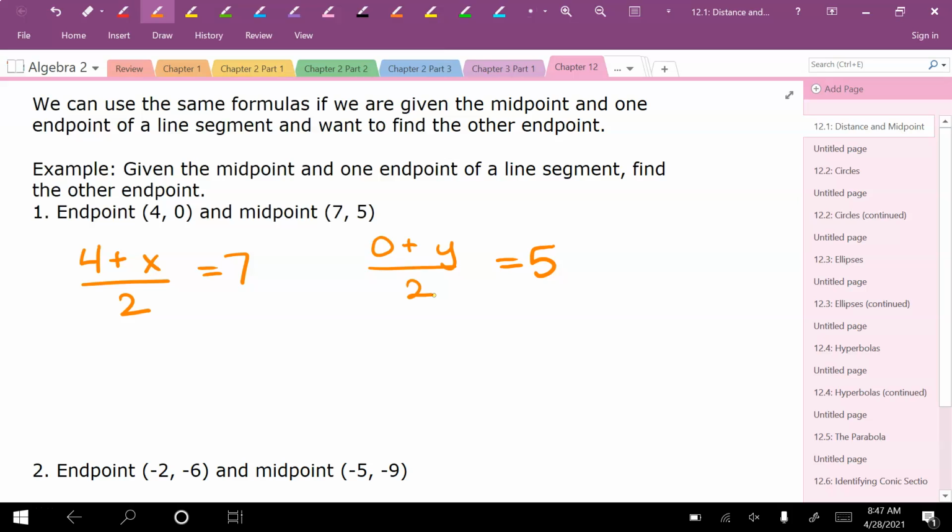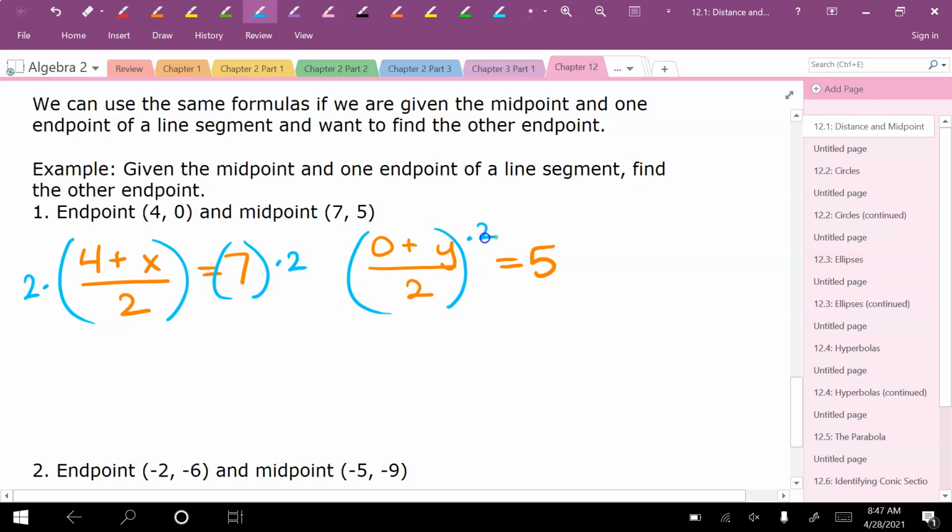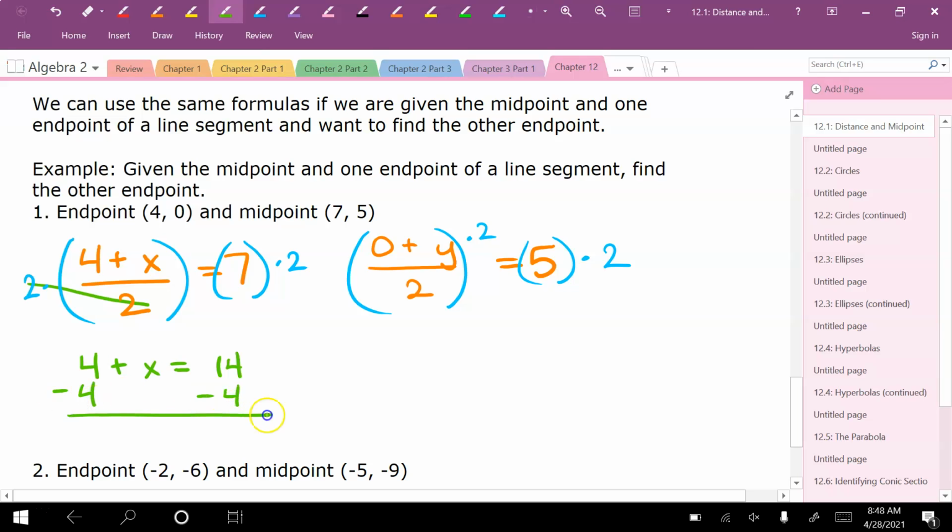So the first step on both of these is I would get rid of that fraction. So get rid of that 2 out of the denominator by multiplying both sides by 2. So over here on the left side now, it says 4 plus x equals 14. So then I'm going to subtract 4, and so x equals 10.